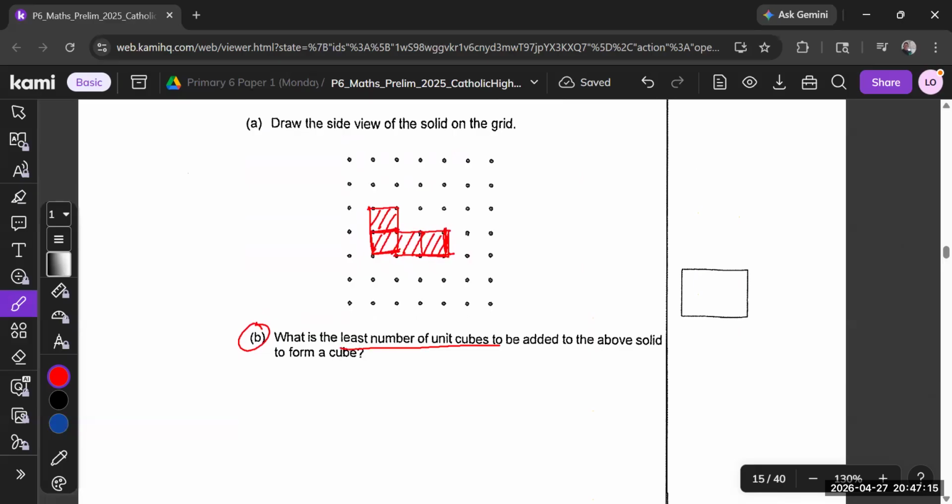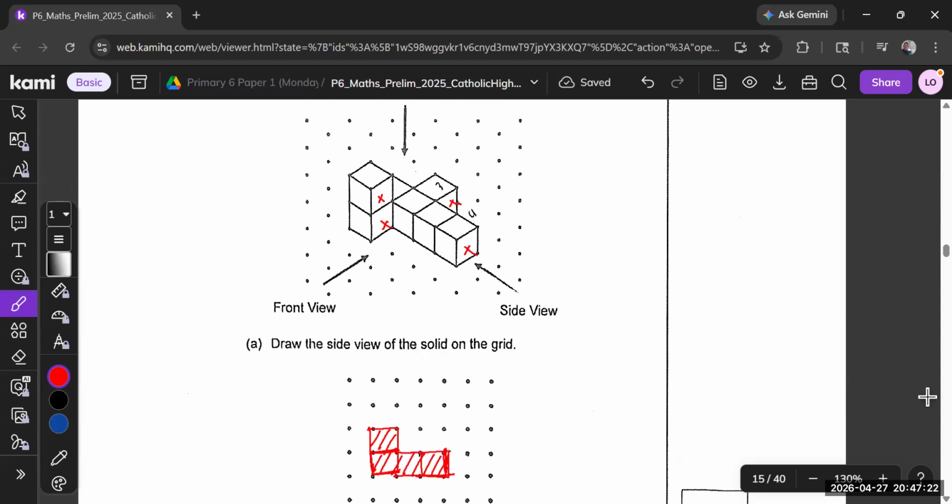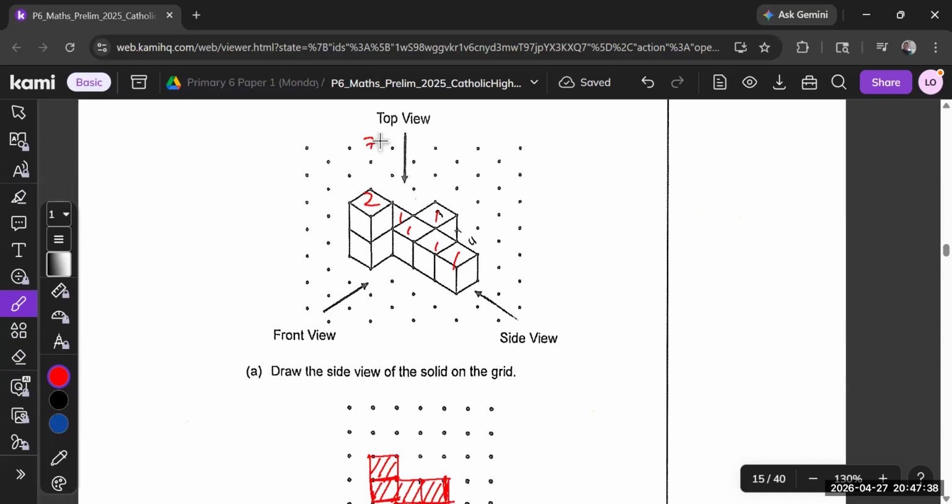What is the least number of cubes needed to add to the above solid to form a bigger cube? So look at the diagram. You want to add some more small cubes. Then you need to count how many cubes first. How many cubes are there inside? One, one, one, one, one. So you have two, three, four, five, six, seven. So you have seven cubes already. How many more cubes must you add so that you can form a bigger cube?